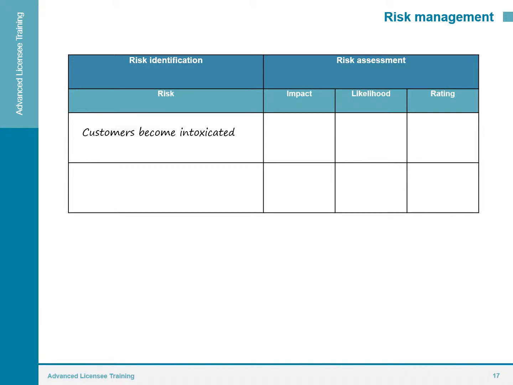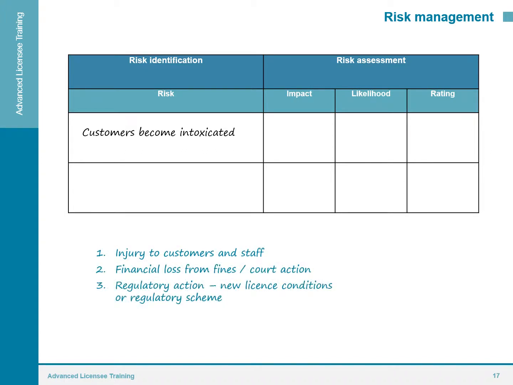Now let's look at one of the risks we identified earlier on with hosting this Mad Monday event. Customers become intoxicated. What would the impact of that be? The likelihood is that it's very high. It's probably going to happen. Someone's going to become intoxicated. But what would the impact be? The impact would be injury to customers and staff, financial loss from fines or court action, and we could be subject to regulatory action, new licence conditions, or part of a regulatory scheme, all of which adds more costs to the business. Therefore, the impact is major, the likelihood is likely, making the rating high.